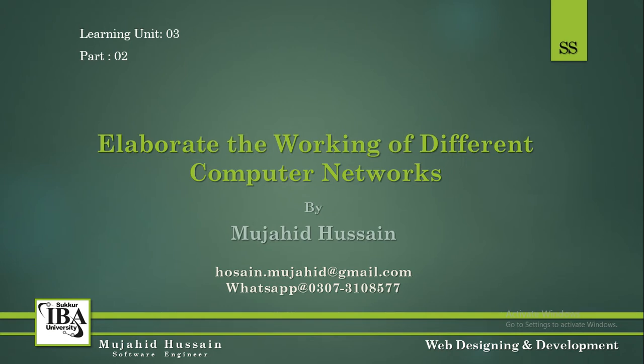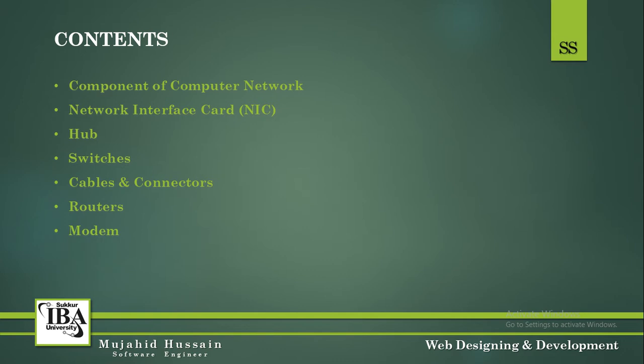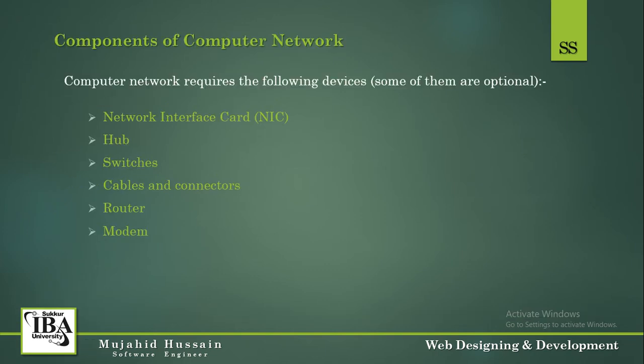Last time we discussed the topic "elaborate the working of different computer networks," and that was part 1. Today we are going to discuss part 2, and this is our content list in which we will discuss the components of a computer network: network interface card, hub, switches, cables and connectors, routers and modems. These are the topics which we will cover today in this lecture.